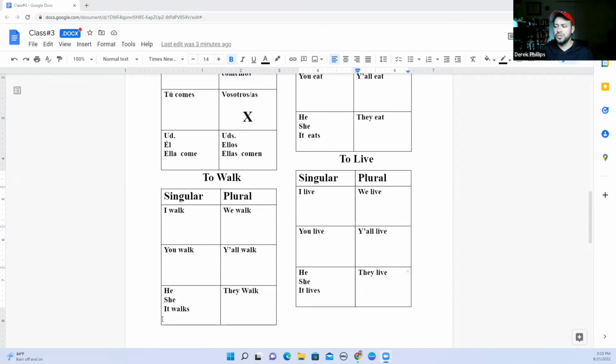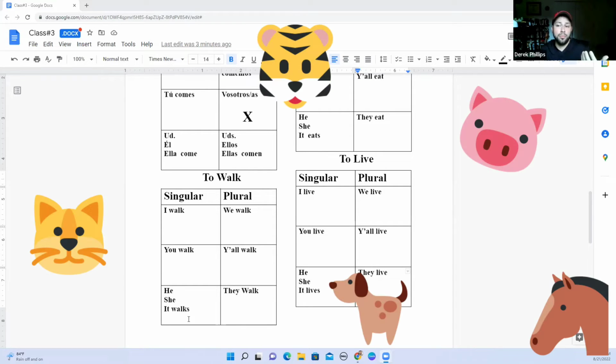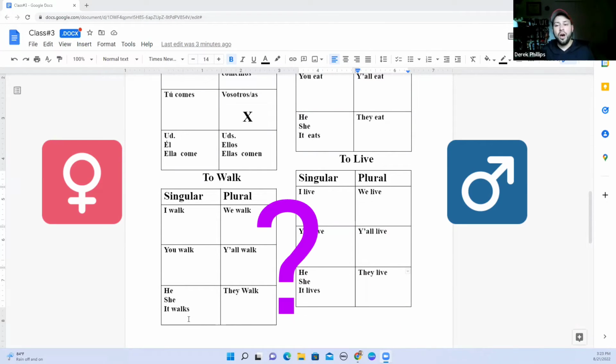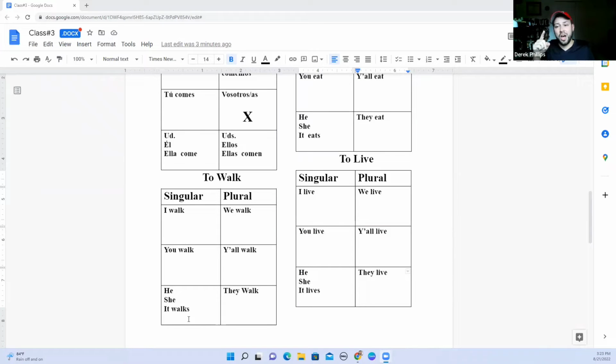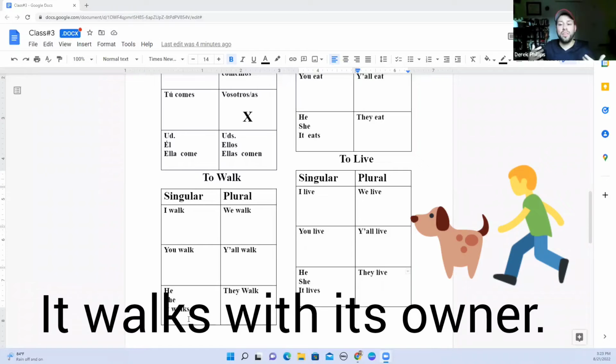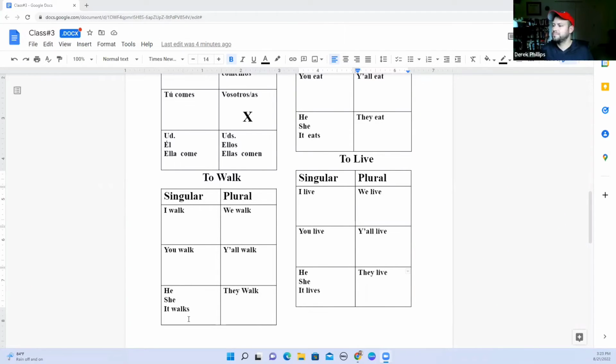I also want to direct your attention to the word it. In this case, we could use the word or the phrase it walks to describe maybe an animal, a pet, and we do not know its gender. Maybe we can say, oh yeah, I see that dog every day. It walks with its owner. Something like that.